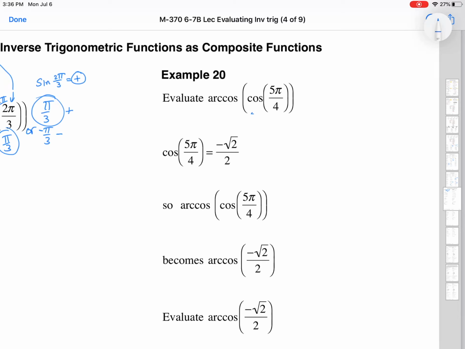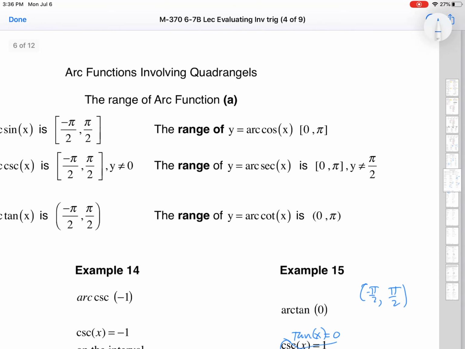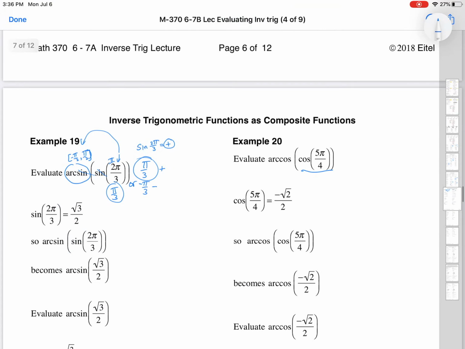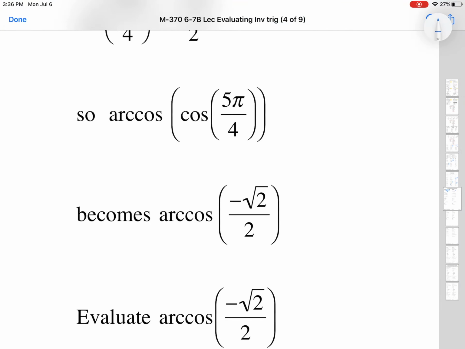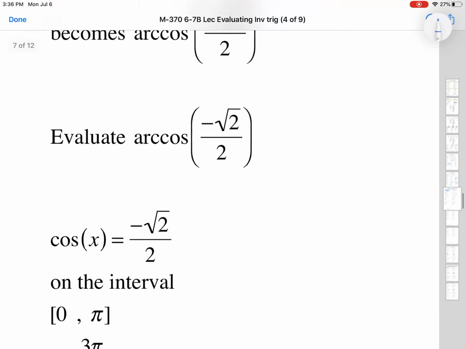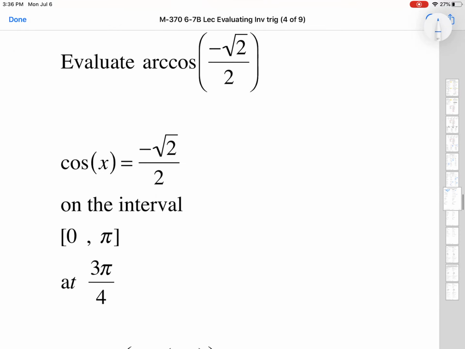The first thing he's going to do is evaluate this and call it negative root 2 over 2. Then he's going to replace that in for 5 pi over 4, right? And say, hey, what's the arc cosine? Well, you know that the cosine goes from 0 to pi, so you already know this is a second quadrant angle with a pi over 4 reference angle. And so you're going to evaluate that, and you're going to come up with 3 pi over 4.